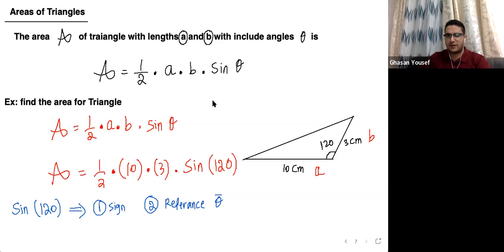So if I graph the Cartesian plane like this, my initial side is the positive x-axis. This angle is 90, and this angle here is 180. So this angle 120 is in the second quadrant. It must be in the second quadrant. So it's supposed to be like this.